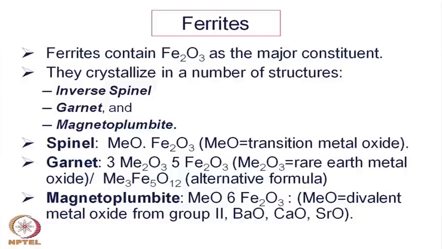So, this is what we call the magnetoplumbite structure, and because of this ratio 1:6, sometimes it is also designated as hexaferrites. Of course, there is another reason also, because it has a hexagonal structure. These two have a cubic structure, and this one has a hexagonal structure.